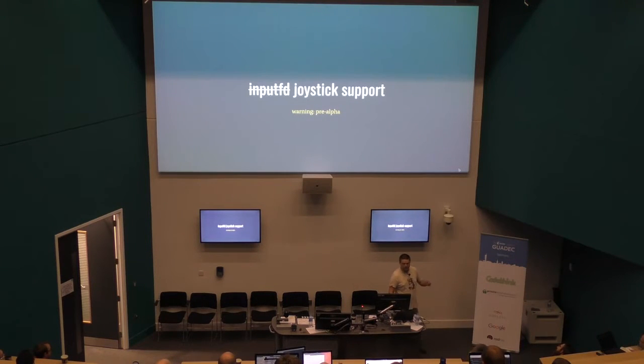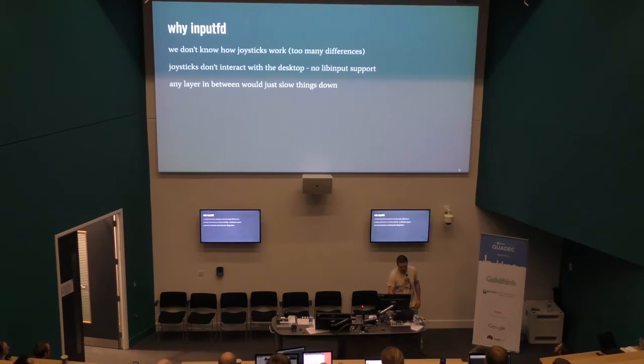So the proposal that is currently floating on the Wayland dev list is very much pre-alpha, so the warning is something called input FD, creatively named because we haven't found the script as an input device. The reason why we chose that is that, first of all, we don't actually know how joysticks work. But we do know how they work in hardware, we do know how they're supposed to work in games and everything, but there's a lot of unanswered questions, especially when you want to write something that's really generic.